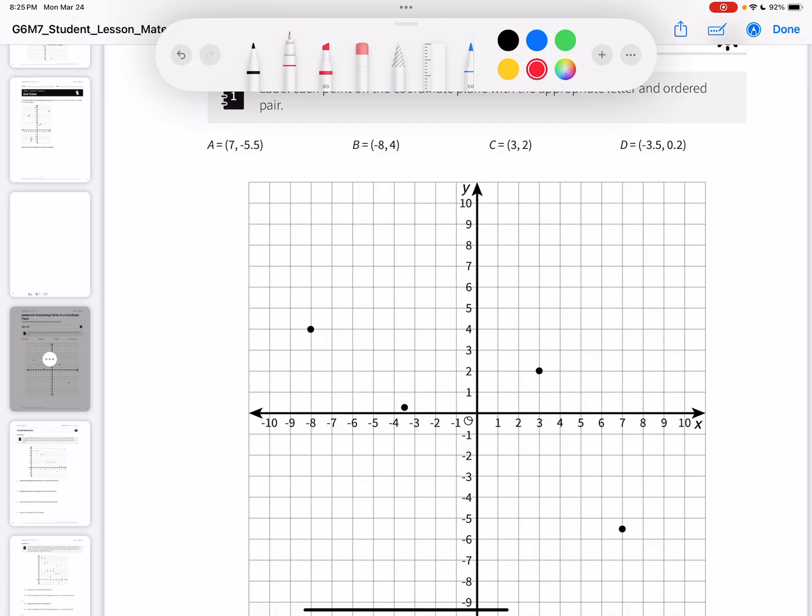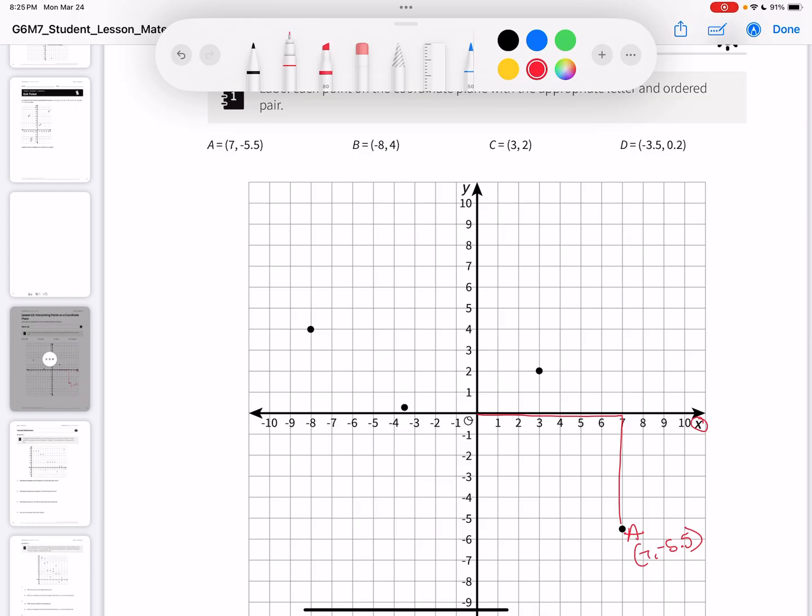All right, so we have A equals 7, negative 5.5. So I'm going to do on my x-axis, which is right here, I'm going to go over 7, and then down 5.5, which gets me here. So this is A, which is 7, negative 5.5.